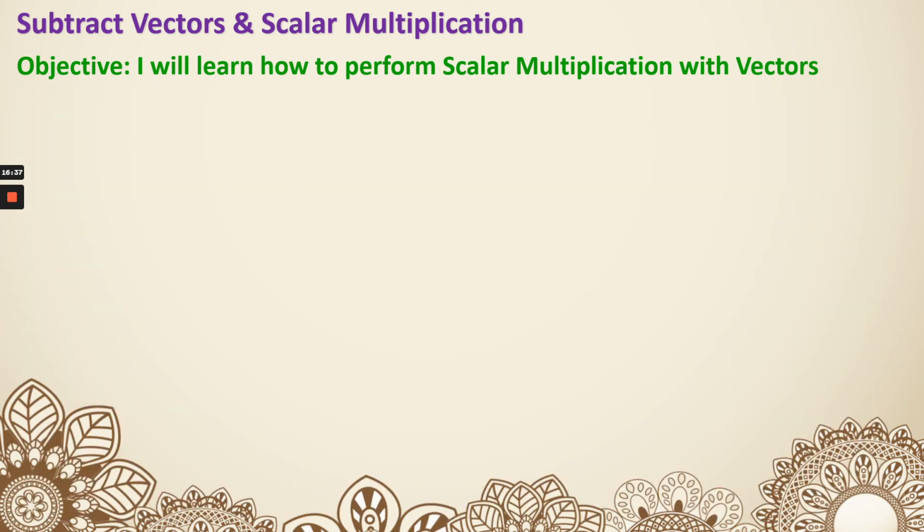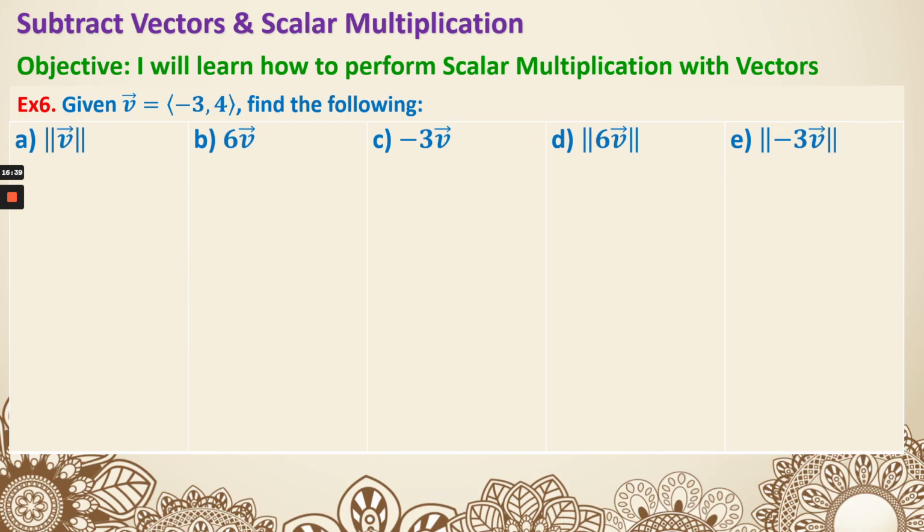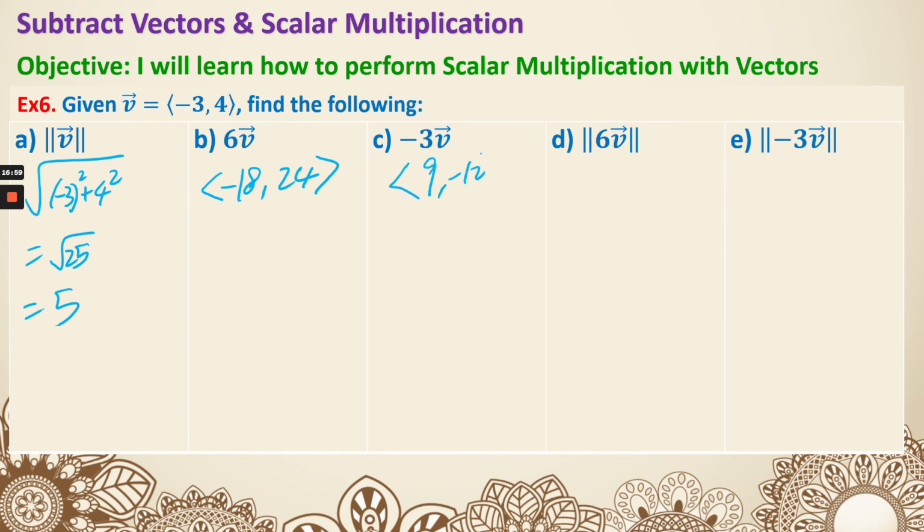Moving on, the very last example. Let's calculate the magnitude for v first. Negative 3 squared plus 4 squared, that is square root of 25, which is a 5. 6v, that's 6 times the given v, which is negative 18, 24. And then we have negative 3 multiplied with negative 3, 4, that is going to be a 9 and a negative 12.